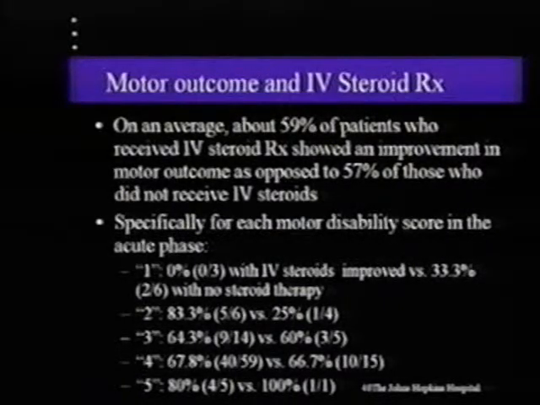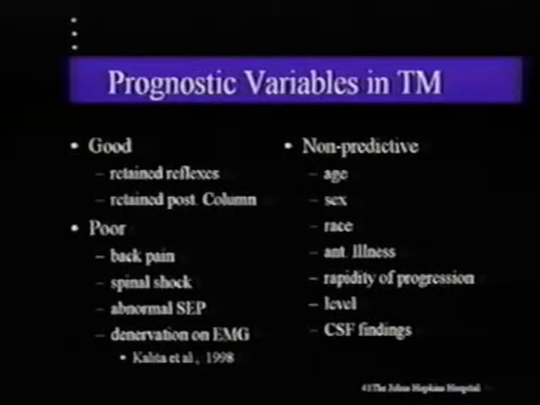I think that there are probably subsets of transverse myelitis patients in whom it does work, and there are subsets in whom it doesn't, and we've yet to sort that out. There are several features which we can use in the acute phase to predict how patients will do. Certainly the physical examination, retained reflexes, retained posterior column function for the clinicians helps. Some studies have shown back pain, spinal shock, abnormal somatosensory evoked potentials, and denervation on EMG. This is primarily for the clinicians, is a poor prognostic indicator.